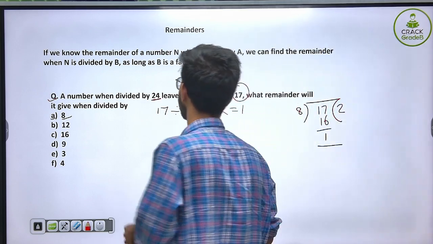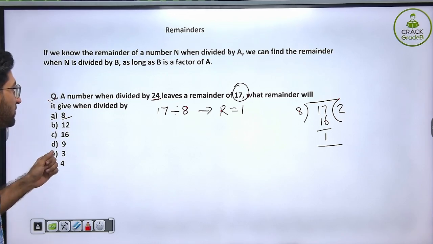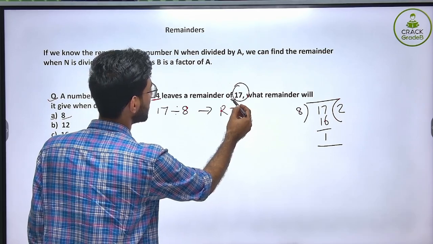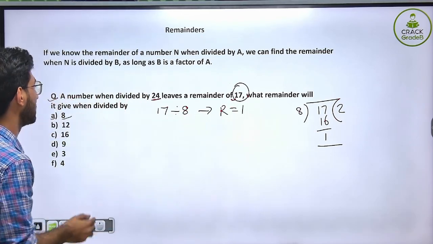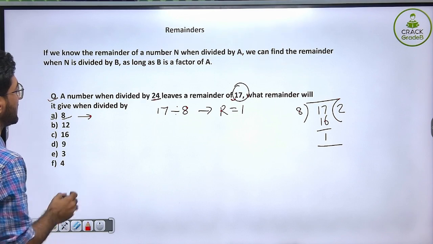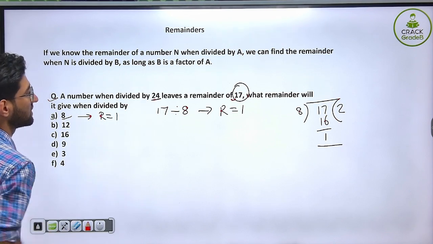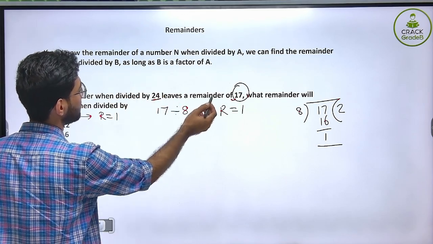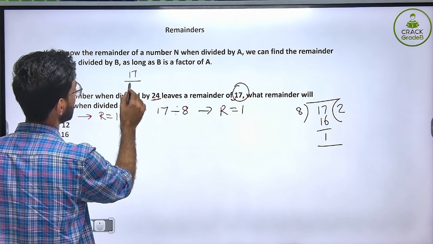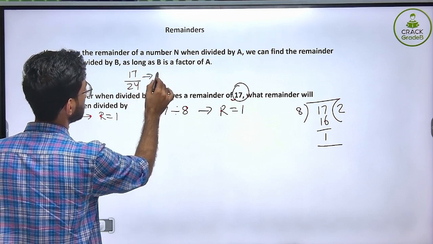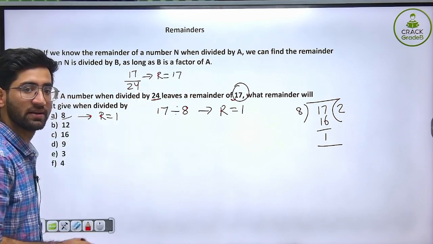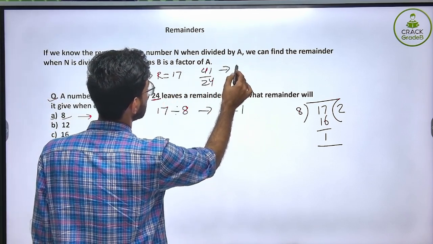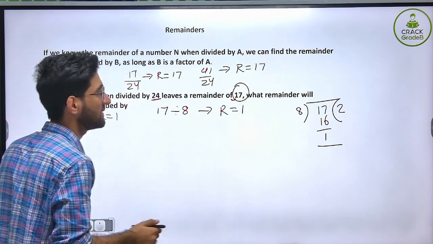So why are we able to find the remainder when the number is divided by 8, when we are directly dividing 17 by 8 and getting remainder 1, and saying that if the number is divided by 8, we will get remainder 1? Let us take a simple example. If the number has been divided by 24 and has left a remainder of 17, then if you divide 17 by 24, what will you get as remainder? You will get 17. If you divide 41 by 24, what will you get as remainder? You will get remainder 17, right?